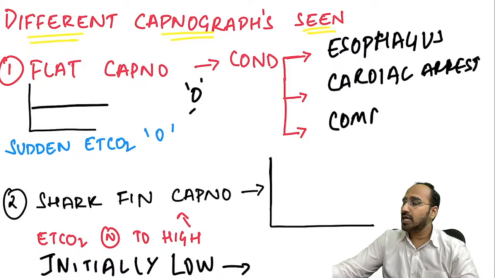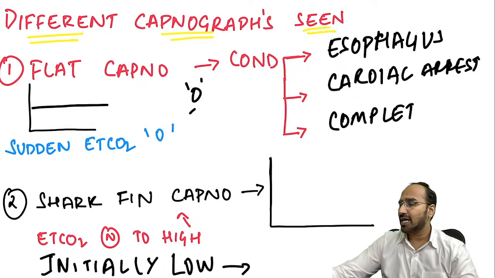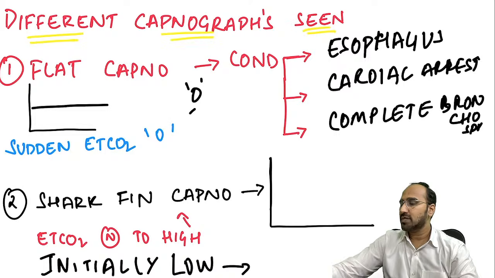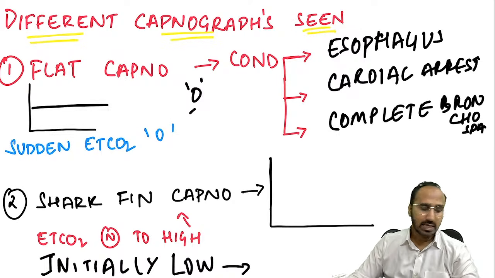Apart from that, any other condition where you see a flat capnograph? In complete bronchospasm or total circuit disconnection, you will see a flat capnograph of 0. Complete bronchospasm, not bronchospasm only. Is this clear? Right?